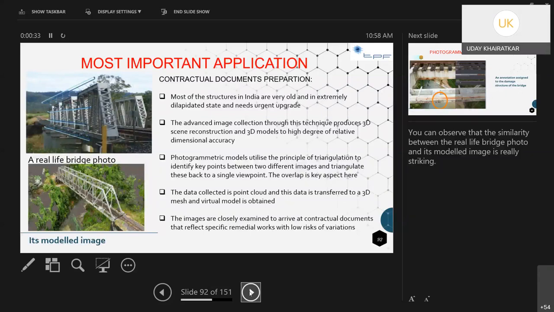So what are the most important? You can observe that the similarity between the real life bridge photo and its model image is really striking. You see the model and the real life photo, you find that it's almost identical, top photo and the bottom.